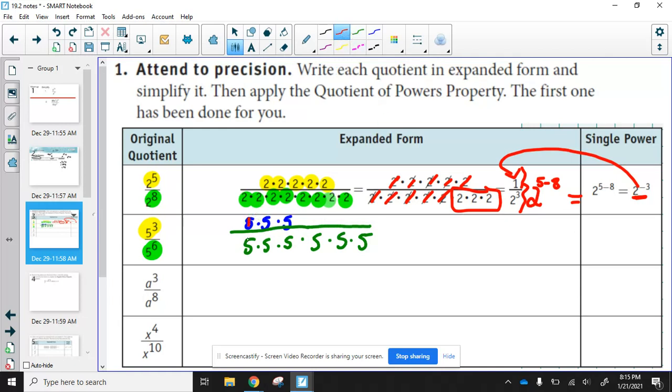Again, we get to simplify. So anywhere you see 5s in both the numerator and denominator. And for this one, again, we have 3 remaining in the denominator. So that is equal to 1 over 5 cubed, so 5 times itself 3 times.